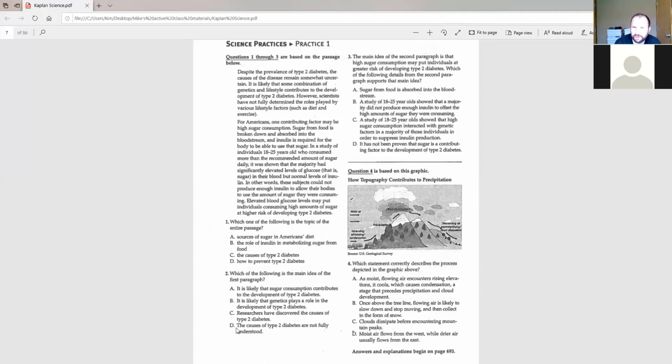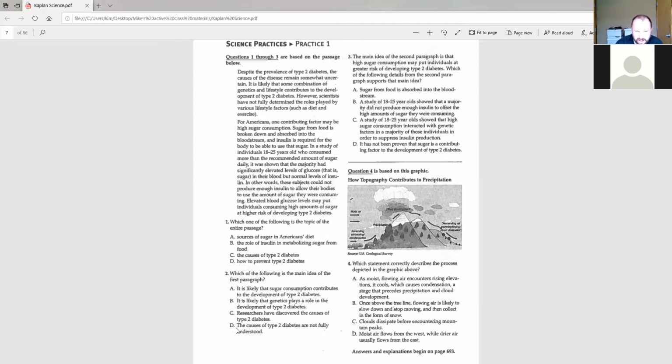A, sugar from food is absorbed in the bloodstream. B, a study of 18 to 25-year-olds showed that a majority did not produce enough insulin to offset the high amounts of sugar they were consuming. C, a study of 18 to 25-year-olds showed that high sugar consumption interacted with genetic factors in a majority of those individuals in order to suppress insulin production. D, it has not been proven that sugar is a contributing factor to the development of type 2 diabetes. Okay, so again, we're looking for what detail supports the main idea.